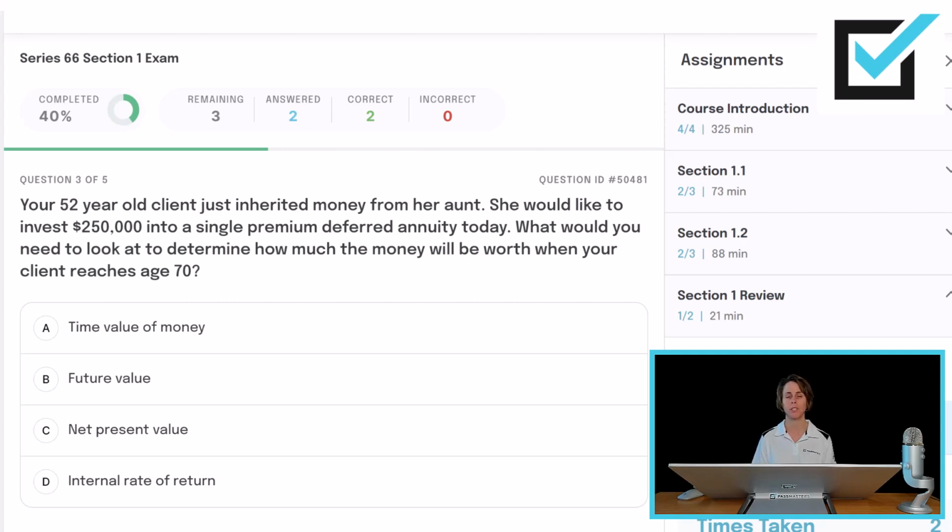So we know how much money she's going to invest today. We want to know how much it's going to be worth. She's 52 now, in the future. So we need to look at, we don't have to do it mathematically. We're not given a financial calculator, but we need to understand what we're looking for is called future value.